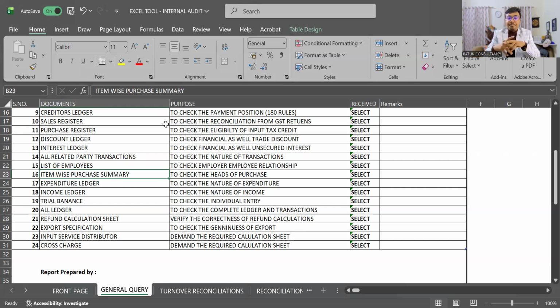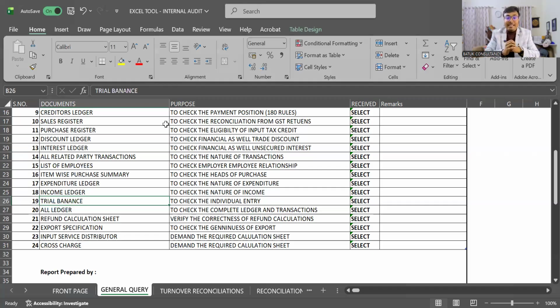Expenditure ledger, so that we can check the nature of expenditure and we can easily find out the RCM applicability or ITC reversal applicability or ITC eligibility applicability. We need to take the income ledger, so that we may check the other income part and whether GST has been paid or not. Trial balance, we may check the significant movements.